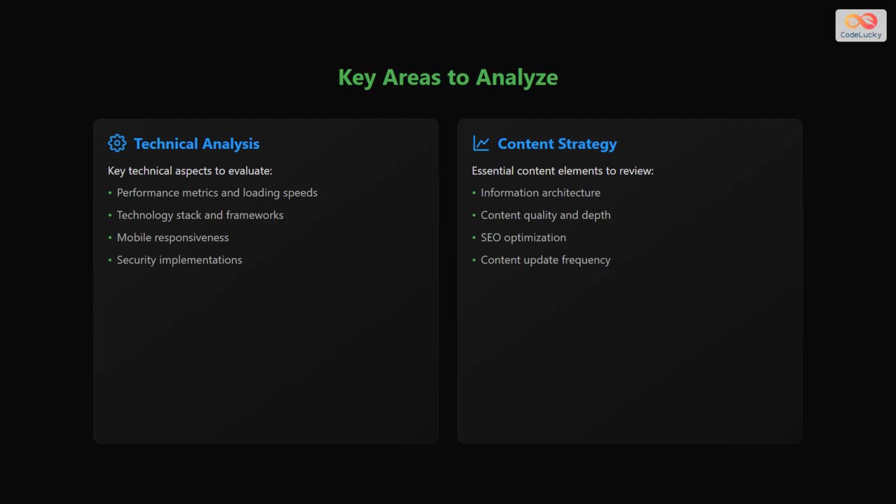Next, we have content strategy. Here, you need to review the information architecture, which refers to how content is organized, the quality and depth of the content, the search engine optimization used, and how often the content is updated. These two key areas will ensure your website is both technically sound and engaging for users.